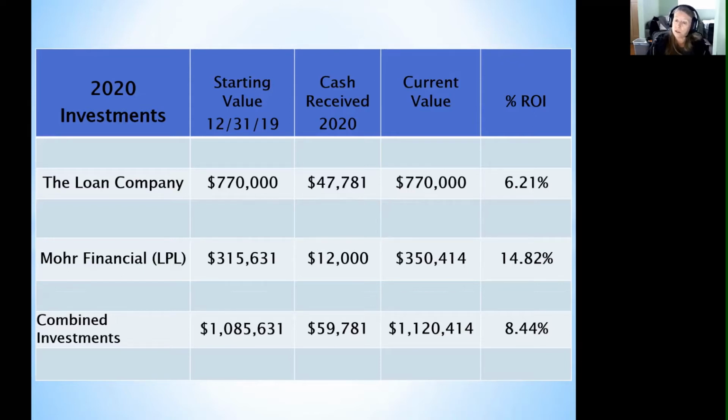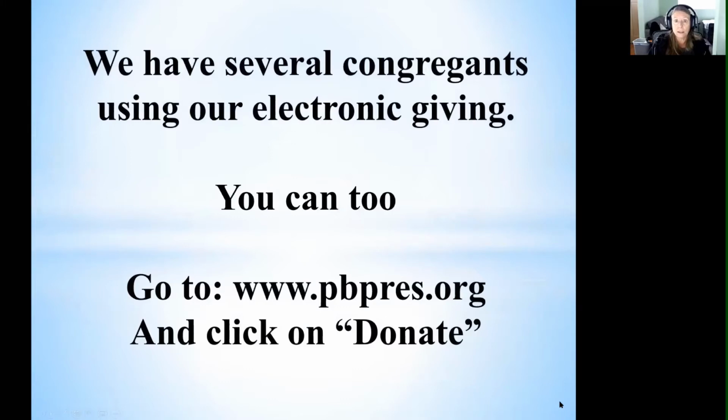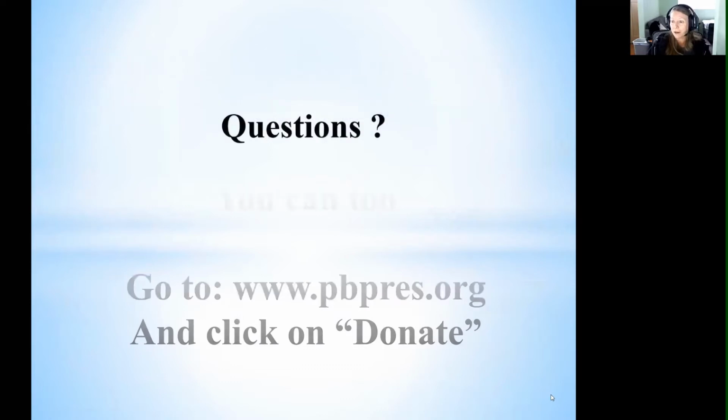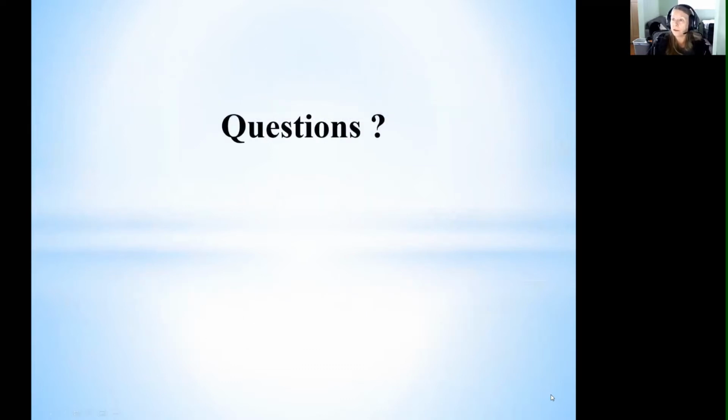And then just the combined line between the two. So as I said, this gives us a much better picture of where the church is financially. We have a lot in reserves. Okay, next slide. And then again, everybody's aware of the fact that you can donate electronically. And I believe, yeah, anybody have any questions at this point?